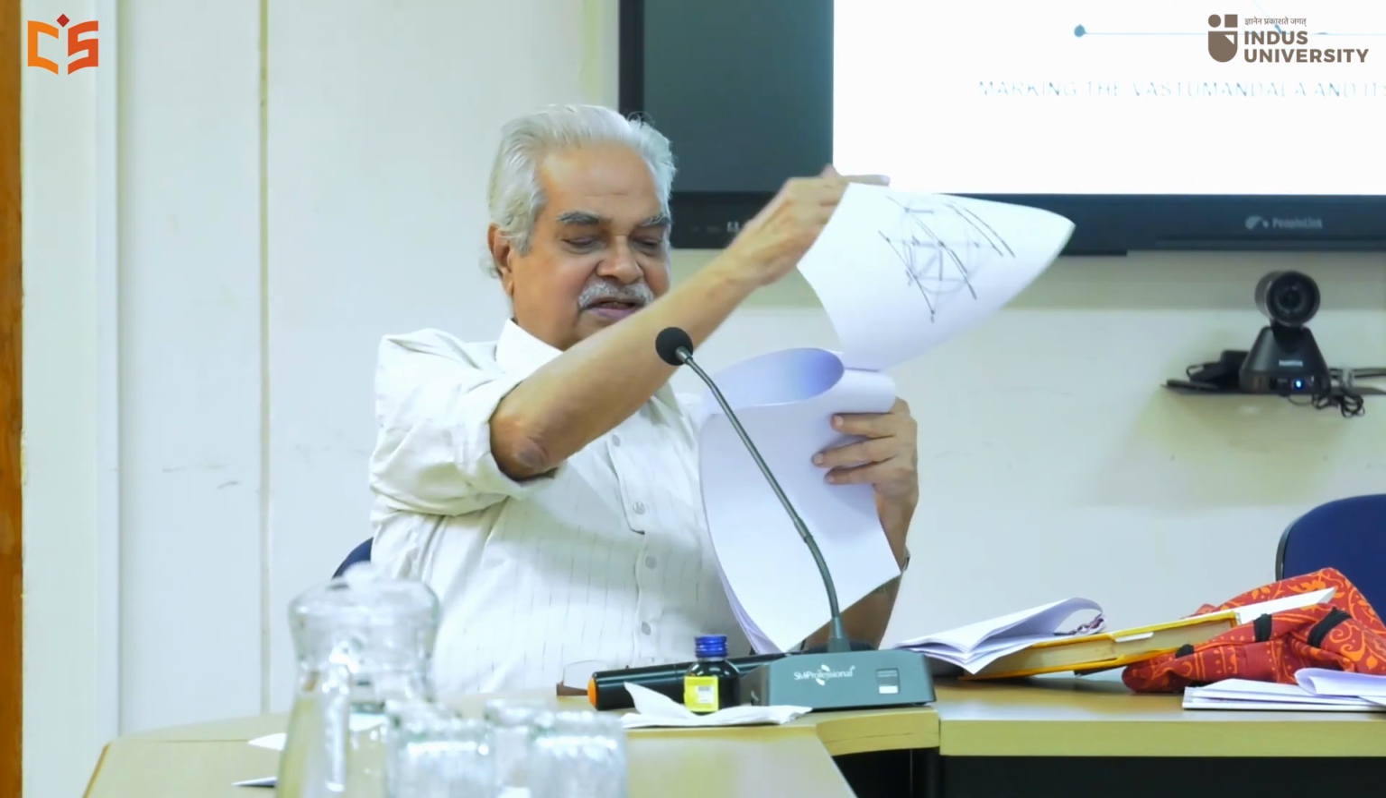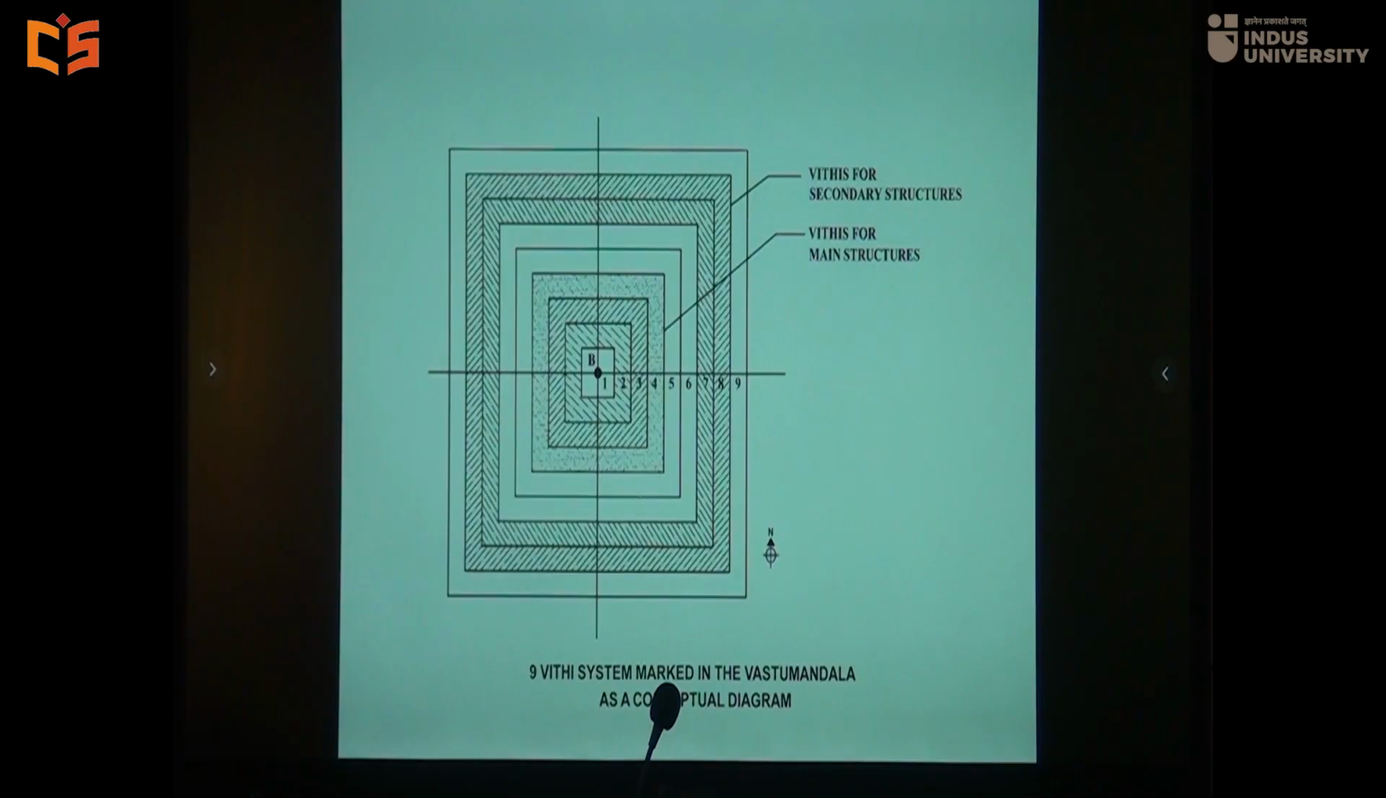Well, here the author takes a deviation. He says that start from the center and identify 9 VTs. 9 VT system. There is no reference of 9 VT system in any of the earlier treatises. People talk about 4 VTs. Many books talk about 4 VTs. I'll come to that later.